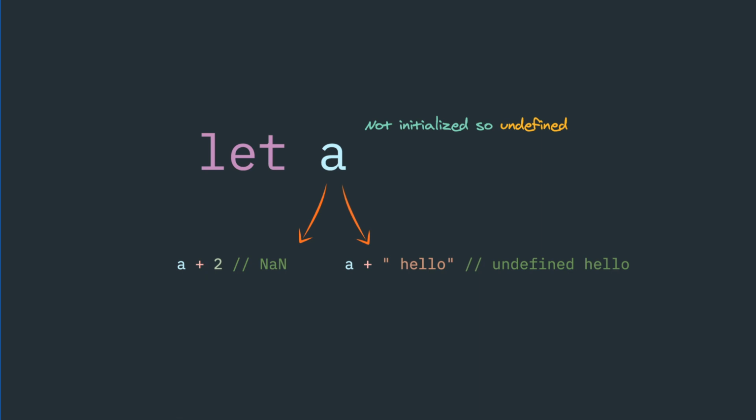So after this let a, if you try to print this a by doing console.log, we'll get to see this undefined. But if you try to add a number 2 or any number to a, then it will be printing as NaN. NaN means not a number.